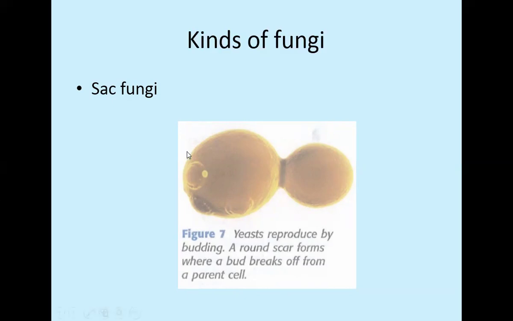Yeast reproduces by a process called budding. There is one parent cell, and then an outgrowth or a bud forms on that cell, and the bud keeps on growing. Eventually, the bud will break off, and that will give rise to a new cell. In this manner, the yeast cells, which are sac fungi, reproduce by the process of budding.